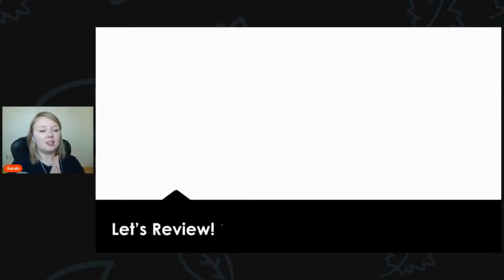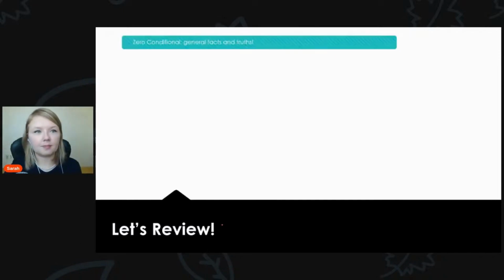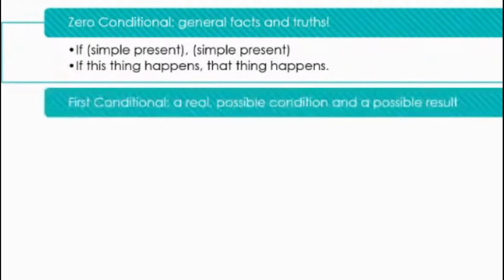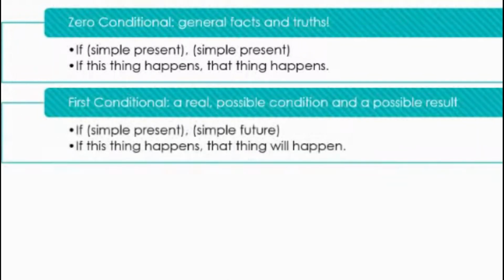So let's review and then we'll take some questions. So zero conditional is what we use for general facts and truths. If this thing happens, that thing happens. If you heat water to 100 degrees Celsius, it boils. Simple truths, simple facts. First conditional is about a real, possible condition and a possible or probable result. If this thing happens, that thing will happen. For example, if I exercise, I will go out to eat with my friends later. If I do this, then that will happen.